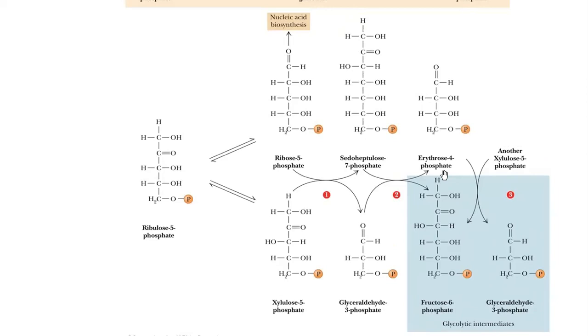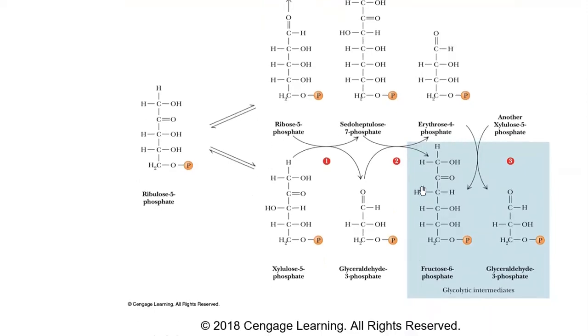Now, we get another molecule of xylulose 5-phosphate plus erythrose 4-phosphate. And the same first reaction is repeated here, transketolase, a 2-carbon transfer. We take 2 from xylulose, add them here, and we get a second molecule of fructose 6-phosphate. And what remains from the 3 carbons is called glyceraldehyde 3-phosphate.